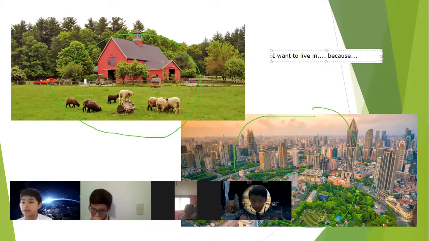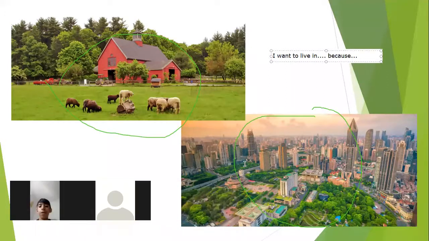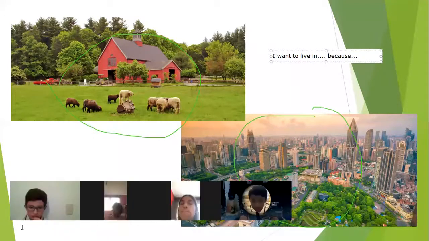I want to live in a farm because you have chickens, chicks, fresh air, food, and I like to care for the animals. Okay. And Pochoto could live happy there. Okay. Sebastian, your turn.